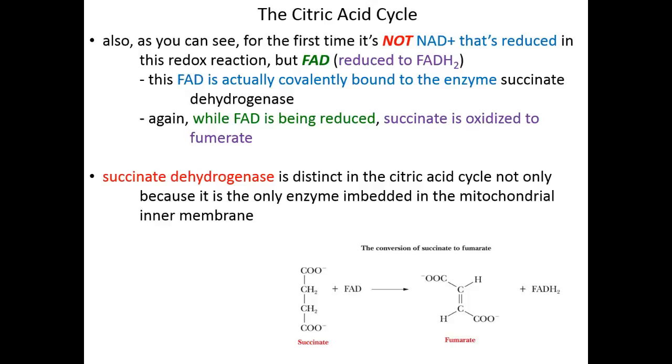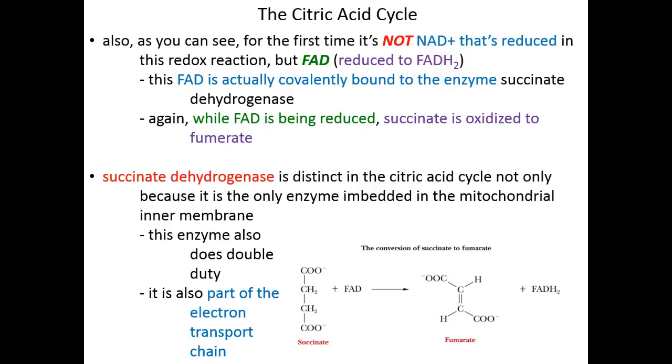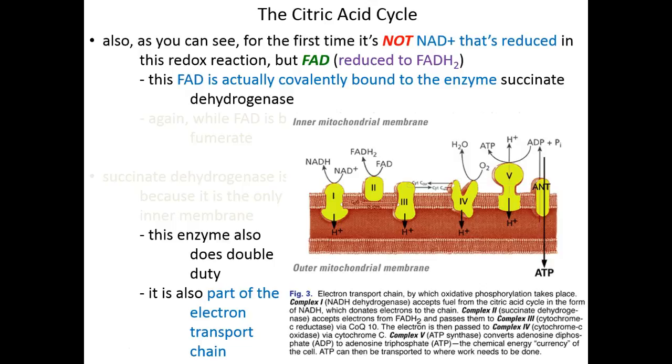Last, and most importantly, succinate dehydrogenase is distinct because it does double duty. It's not only part of the citric acid cycle, it is also part of the electron transport chain, which is where we will be going in our next lecture. Very briefly here, this is the electron transport chain in its most simple consideration. The electron transport chain is made up of 4 different protein complexes, and then the last 5th complex is the one that actually makes ATP. They're very succinctly abbreviated as complex 1, complex 2, complex 3, and complex 4. Here we see complex 5 as the complex that makes ATP.